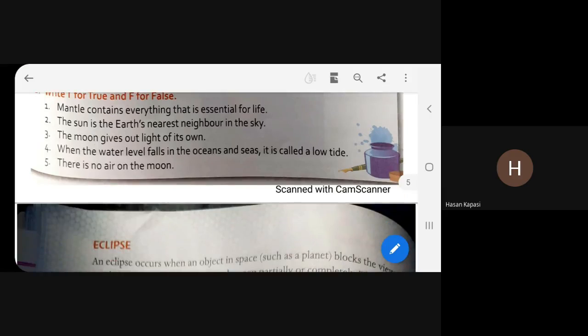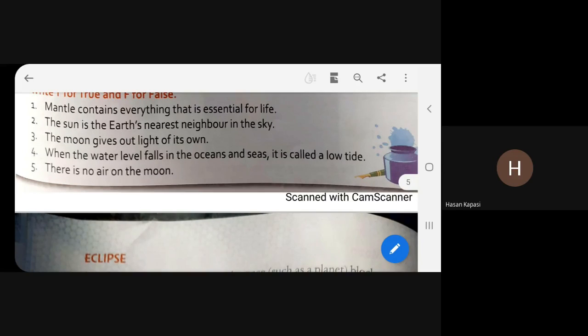Now, the sun is the nearest neighbor of the earth? False. The moon is the nearest neighbor of the earth. Very good. So the second sentence is also false. Now, the third one is that the moon gives out light of its own. Is it true? False, ma'am. The moon reflects the sunlight. Very nice. So our third sentence is also false.